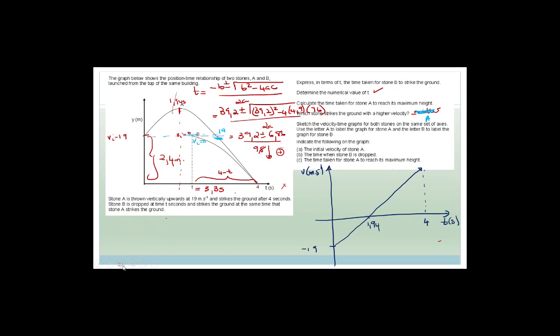Now, the time when stone B is dropped is 3.3 seconds. And it is traveling in parallel to A, because it's got the same acceleration. And it says the time taken for stone A to reach its maximum height, I've done it, all done.